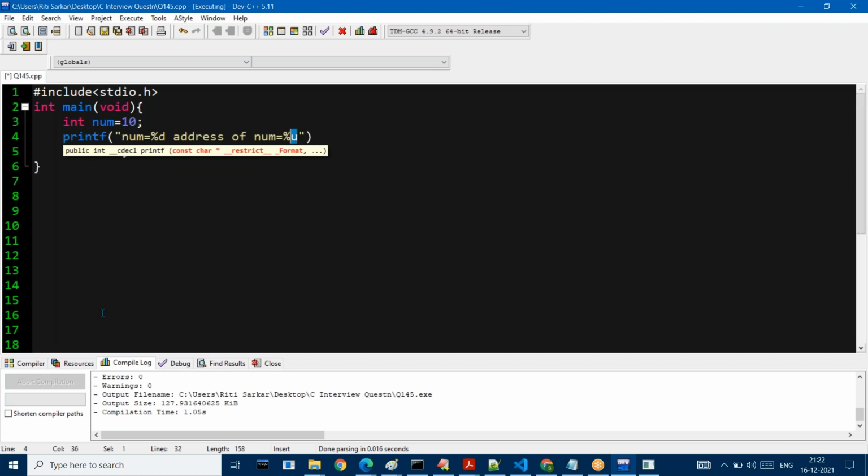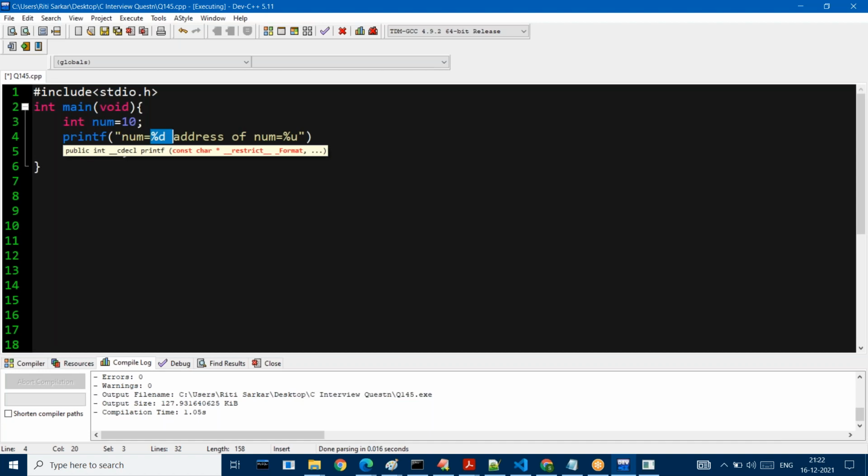Why, sir? Because %u means unsigned. Unsigned means no sign will come into the picture, it will always be positive. Address cannot be negative, na guys. That's why for printing an address we always use %u, which is for unsigned integer. But a number can be negative, sir, positive number or negative number.